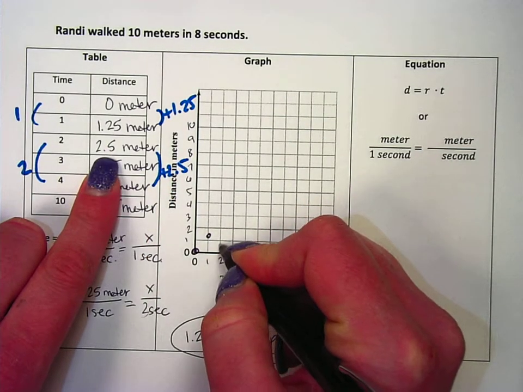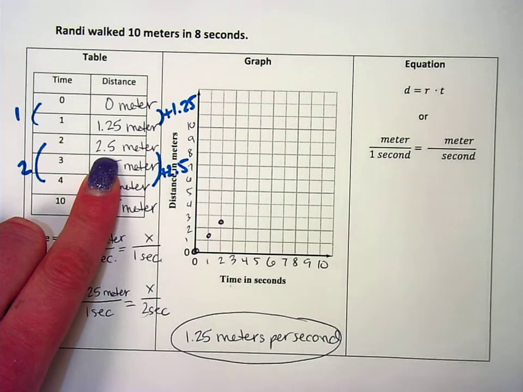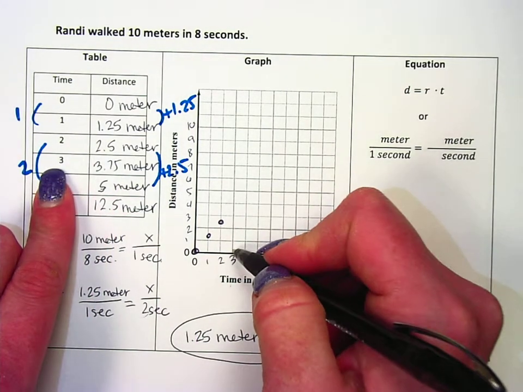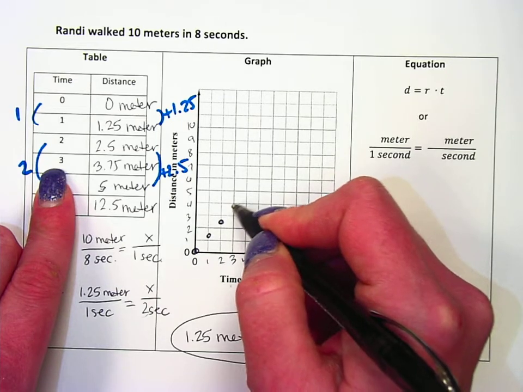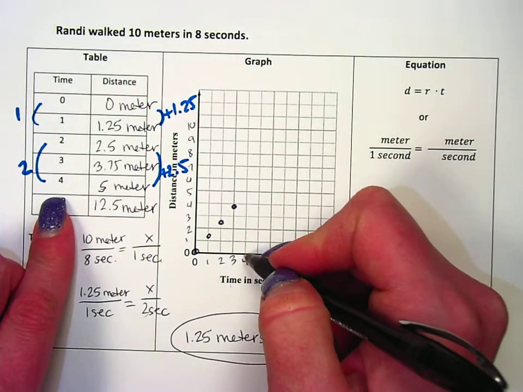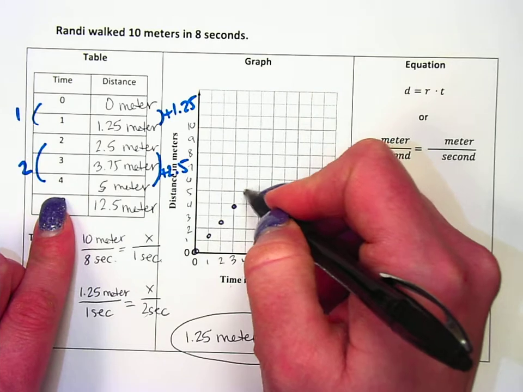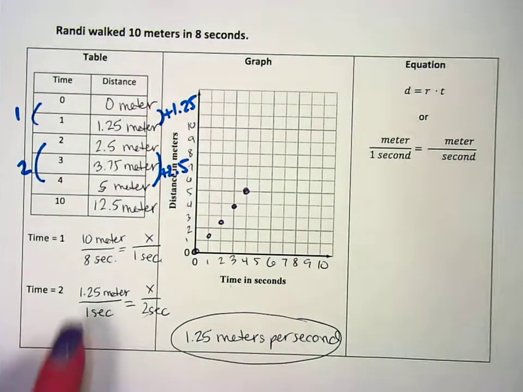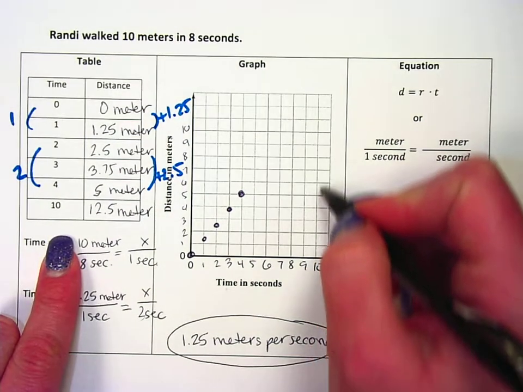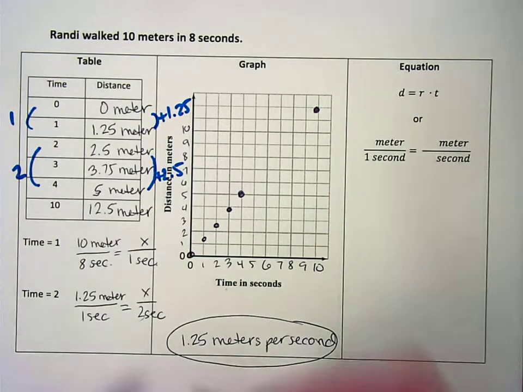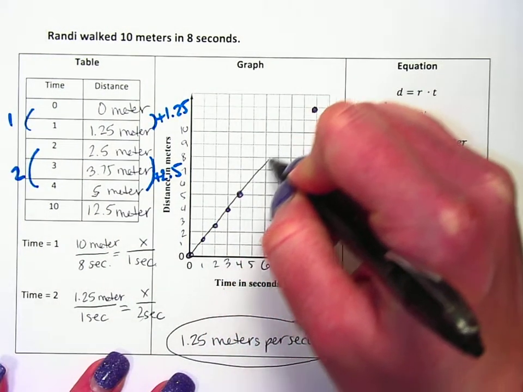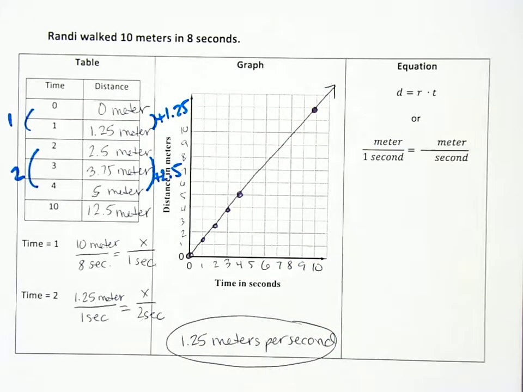After 2 seconds, she's gone 2.5 meters. After 3 seconds, we're putting in time, that's my independent variable, I get out 3.75 for my distance. I put in 4 seconds, I get out 5. And then last one, if I put in 10 seconds, I should get out 12.5 meters. Notice how that connects and makes a straight line.